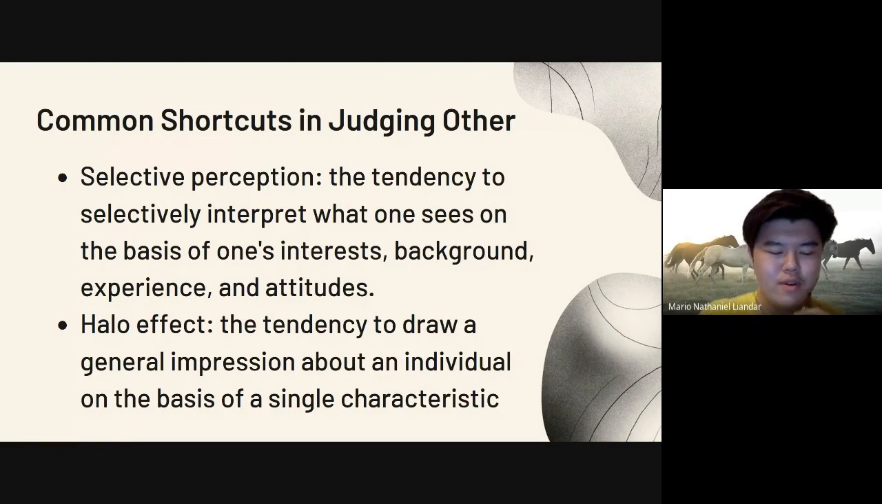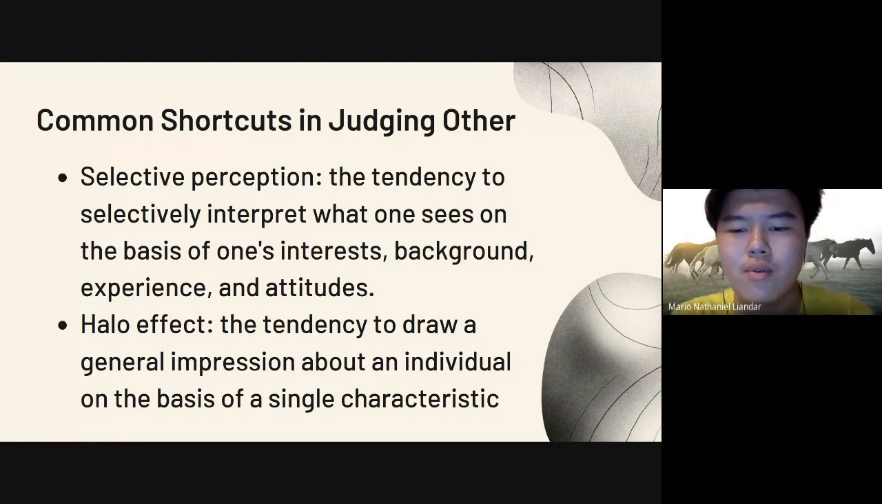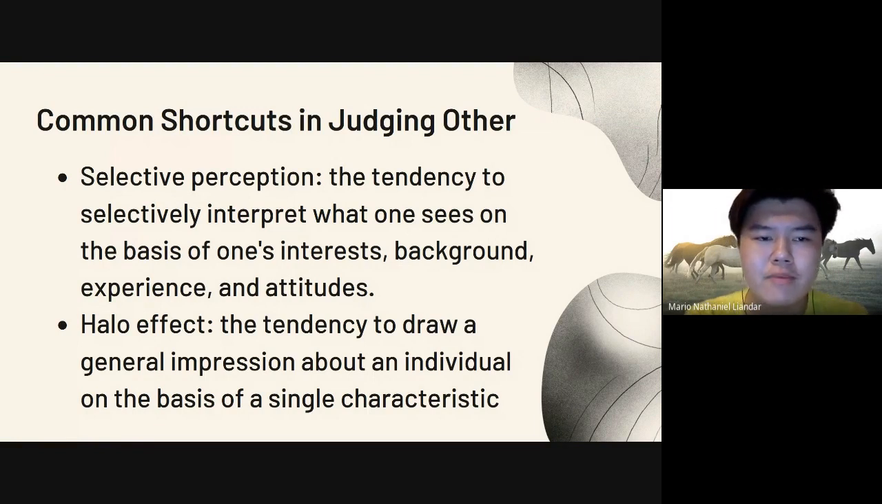Okay, after we know how we perceive people, or what has been explained by Lofi about people perception, there are some common shortcuts in judging others. There are four types of judgment shortcuts, and the first one is selective perception, when there is a tendency to selectively interpret what one sees on the basis of one's interest, background, experience, and attitude.